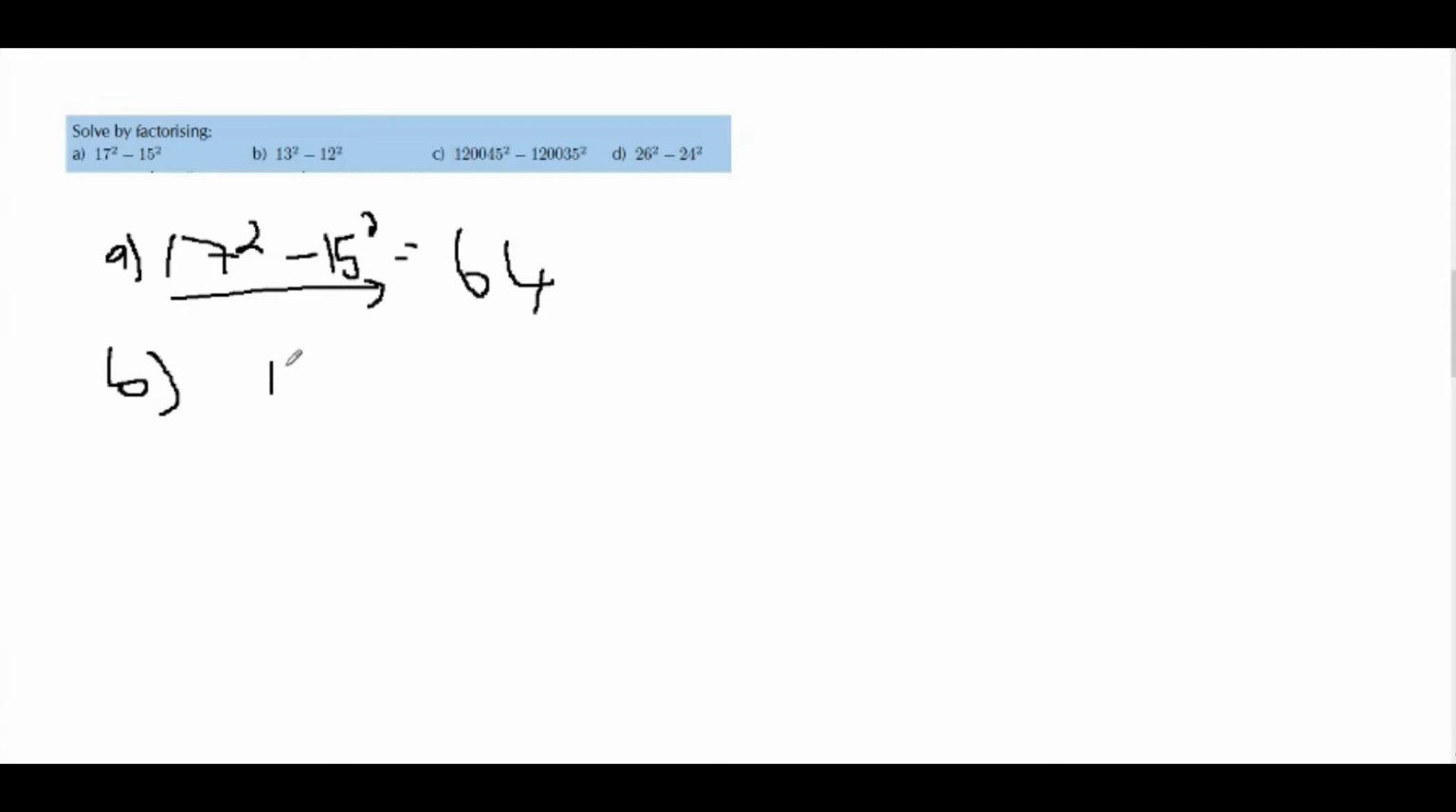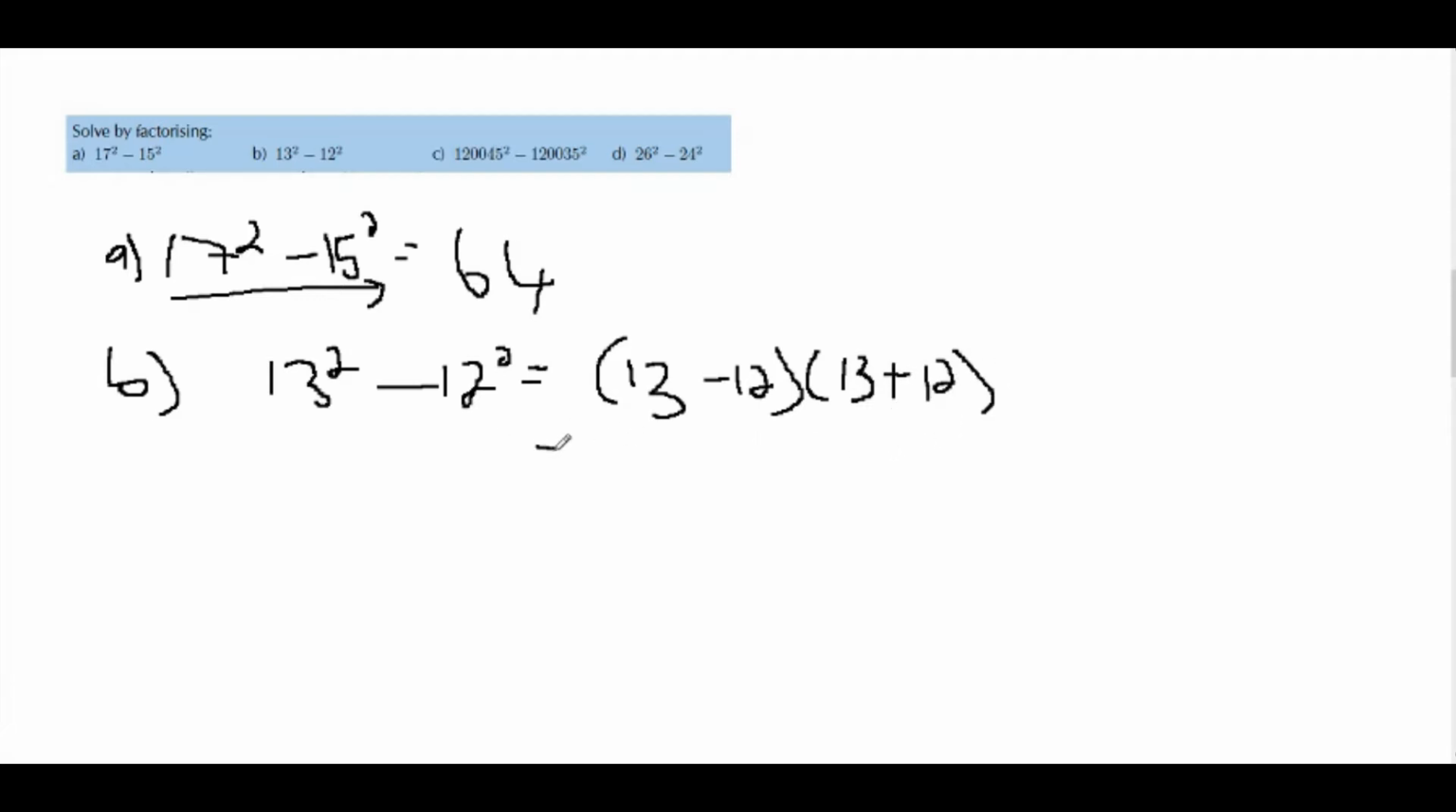Next we have 13 squared minus 12 squared. This is exactly the same question, just using different values. So this becomes 13 minus 12, times 13, but this time plus 12. 13 minus 12 is 1, and 13 plus 12 is equal to 25, which is equal to 1 multiplied by 25. 1 multiplied by something is always that something. 1 multiplied by x is x.